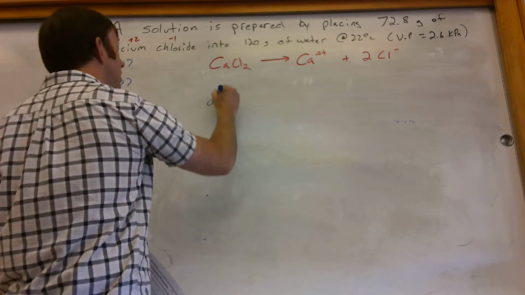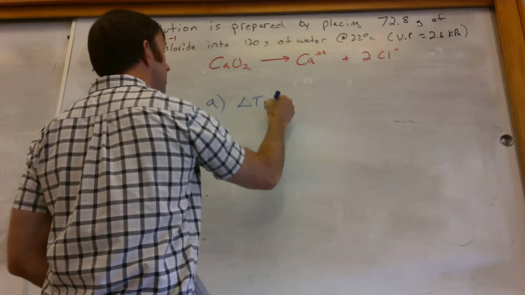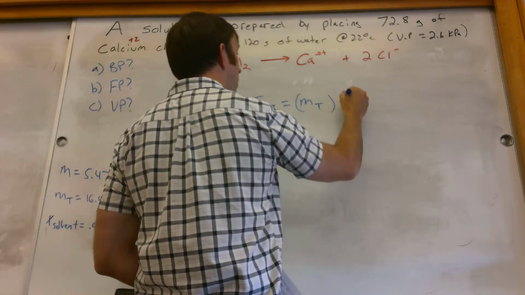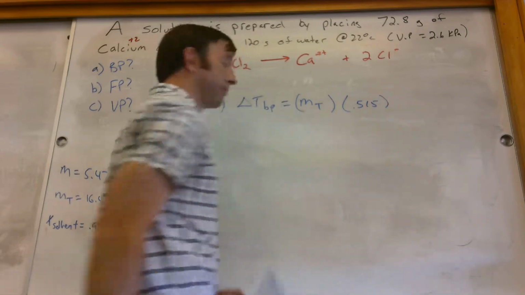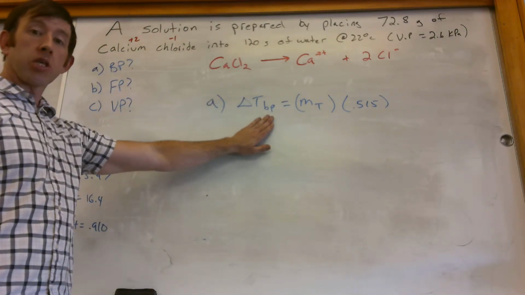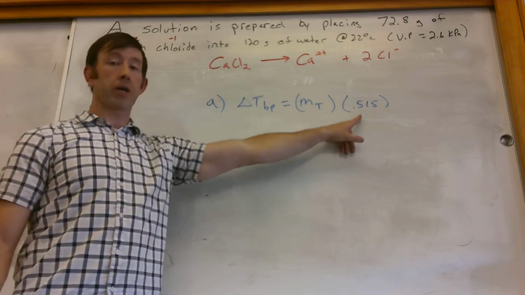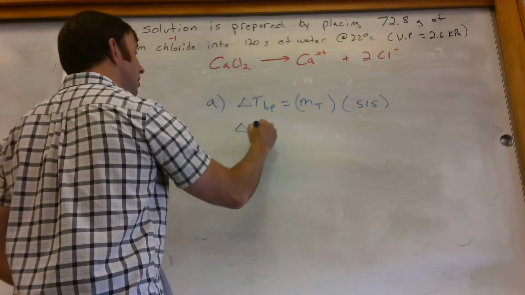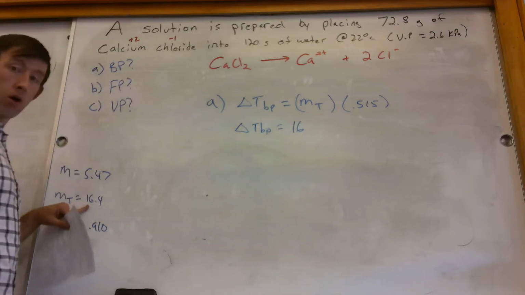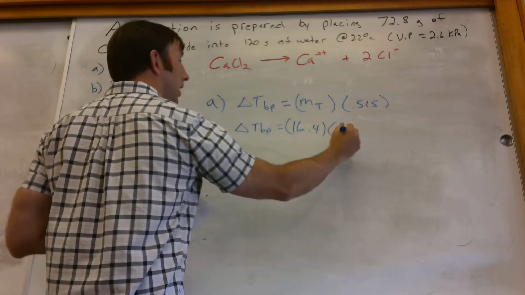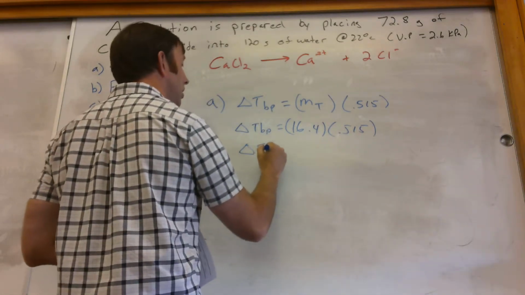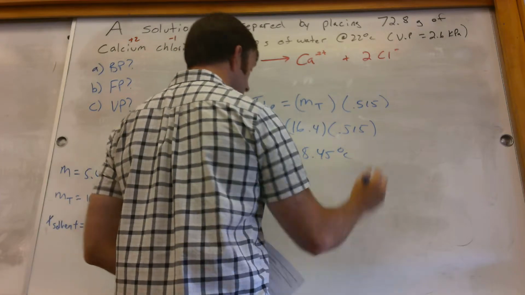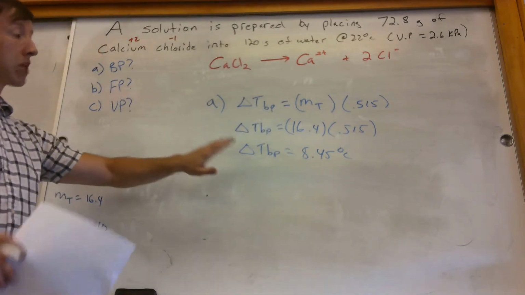So A, boiling point. So delta T BP. So change in temperature and boiling point is going to be equal to my m total times my boiling point constant, which is 0.515. Alright, so I'm going to solve for my change in boiling point. I know my boiling point constant for water, and I now know my m total because I just solved for it. It's this number right there. So my change in boiling point will be equal to 16.4 times 0.515. So my change in boiling point is equal to 8.45 degrees Celsius.